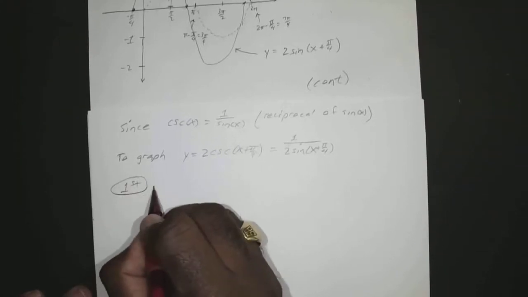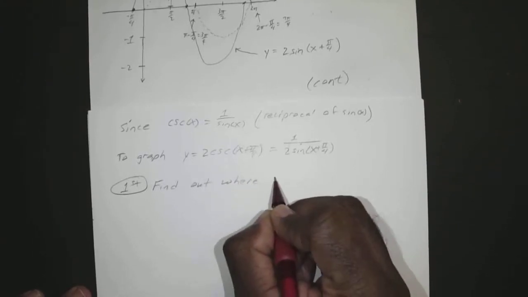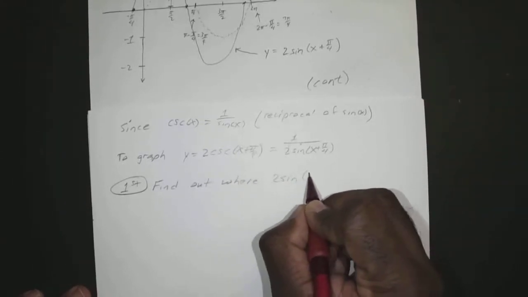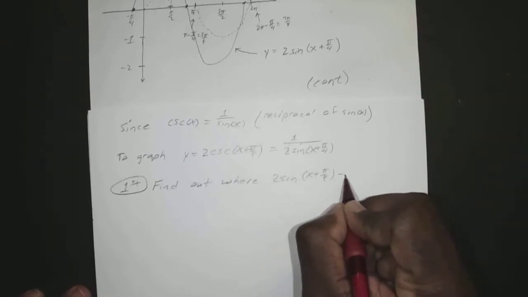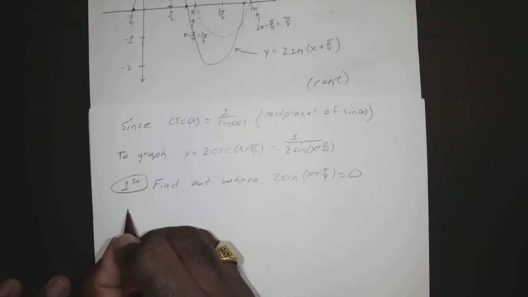First thing we have to do, find out where 2 sine of x plus pi over 4 equals 0. Okay? Because we know it can't equal 0, you have a denominator of 0. So before we can graph anything, we have to find out where our vertical asymptotes are. Okay. Now, let's say if we didn't graph this beforehand. There's actually a way you can do that without graphing it beforehand, but even though you're going to have to graph it.